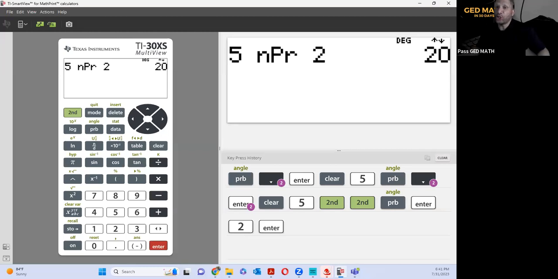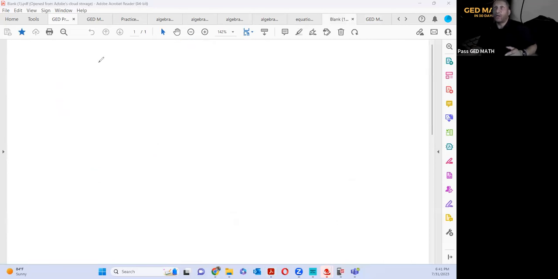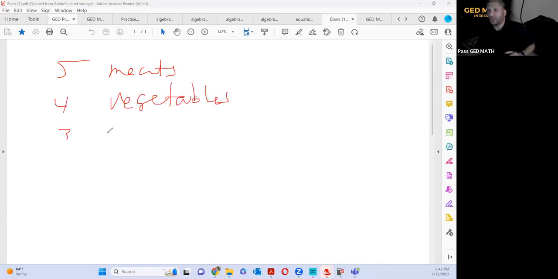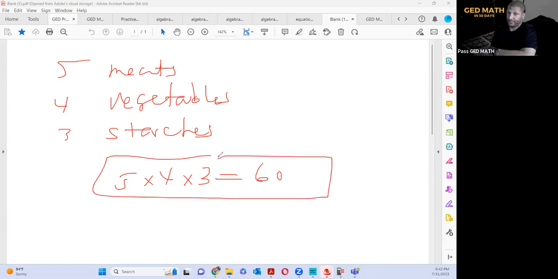Now, they tell you you have to know permutations and combinations. What you're probably going to see is something like this, though. You got 5 meats, 4 vegetables, 3 starches. How many total combinations could you have from 5 meats if you picked 1 meat, 1 vegetable, and 1 starch? 5 times 4 times 3, 60. That's what you're probably going to see. The number of different combinations.